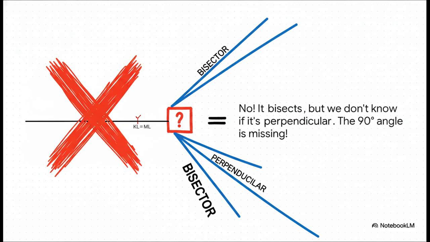And this is super important. We know the support bisects the track, because those little tick marks tell us KL and ML are equal. But we have no idea if it's perpendicular. There's no little square symbol telling us it's a 90-degree angle. You absolutely need both conditions, a midpoint and a right angle, to use the theorem.